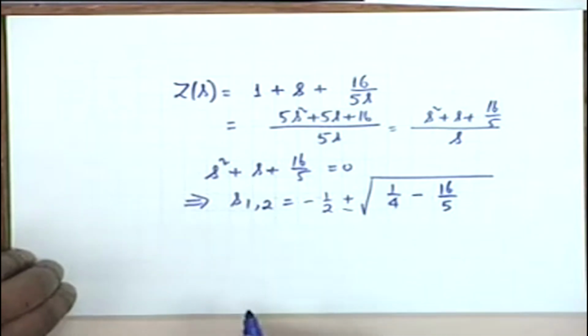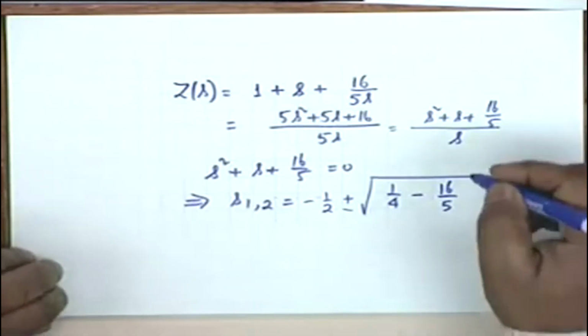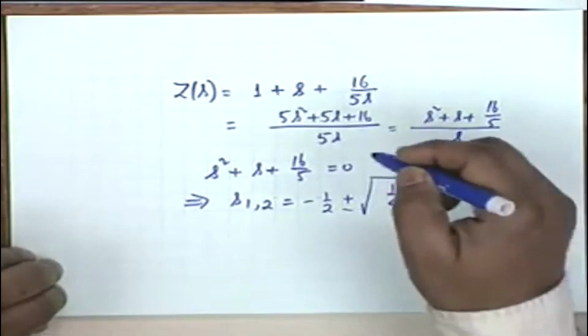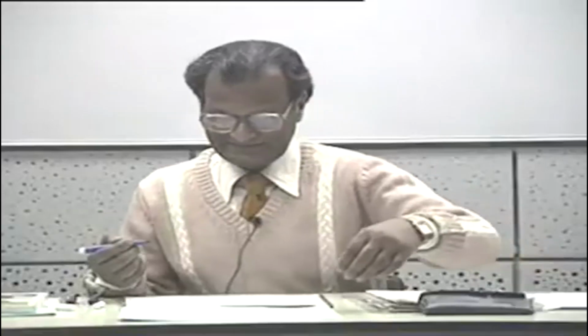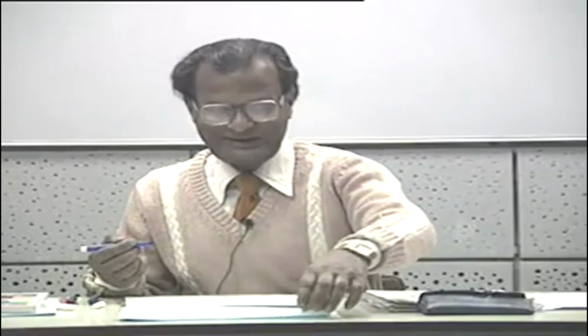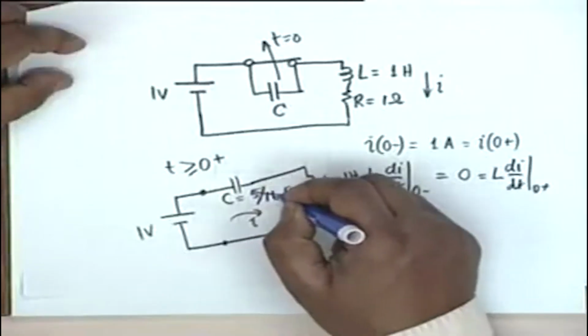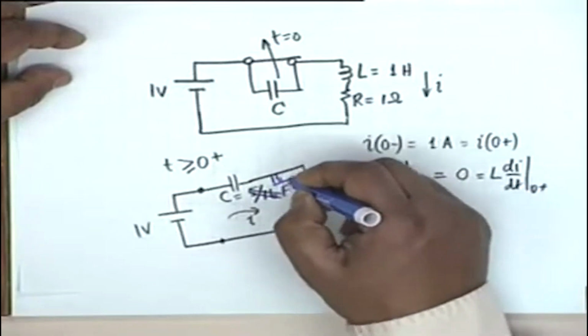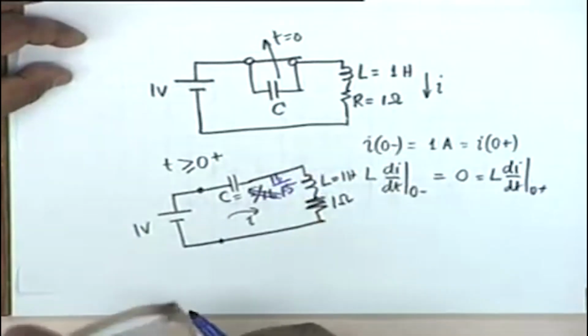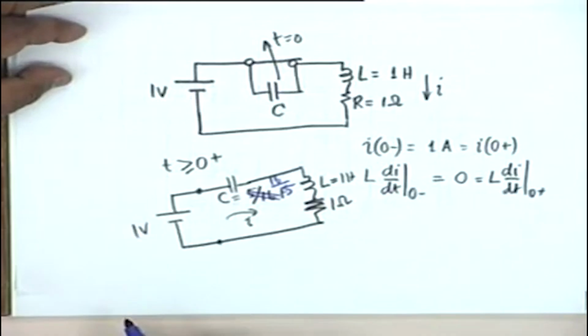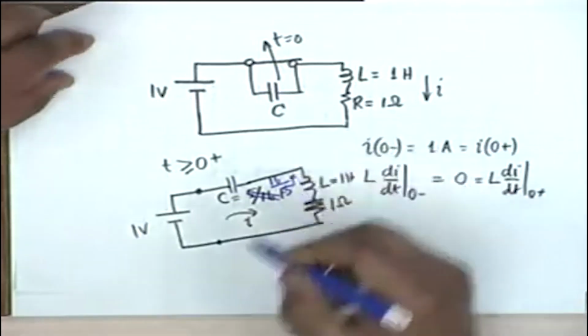No, have I made a mistake? 5 by 16. No, I want it the other way around. I want this to be 5 by 16. So what should I change? Pardon me, I changed the capacitor. Okay. Pardon me. I want to keep life simple, so I'll make this 16 by 5. Okay. Will you make this change? 16 by 5 farad.